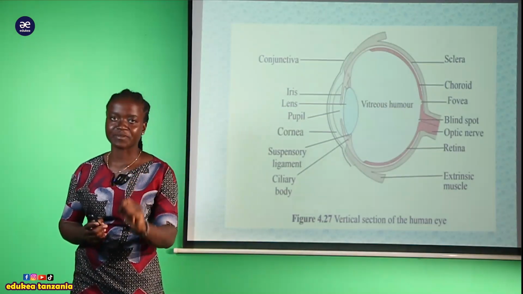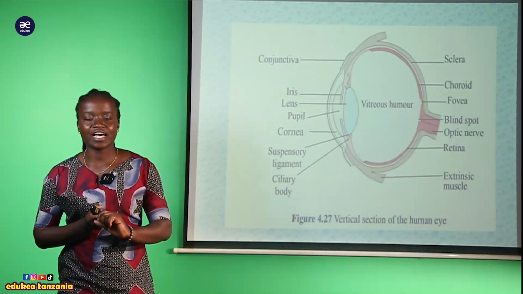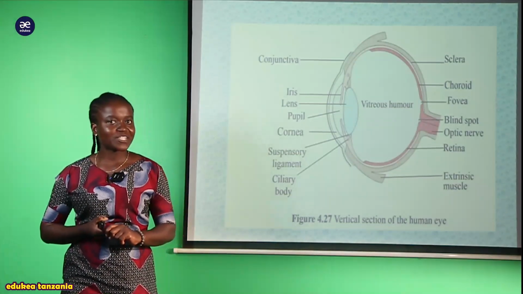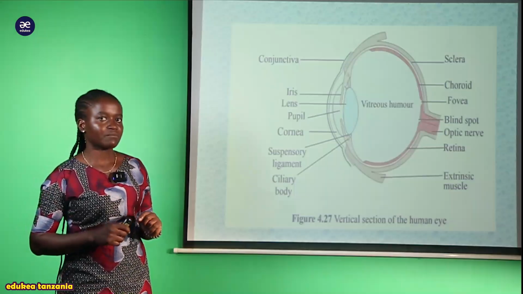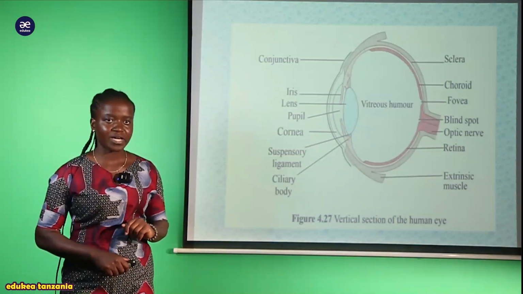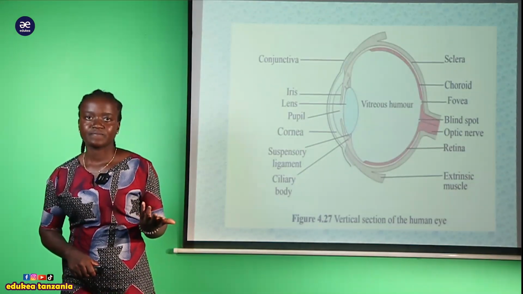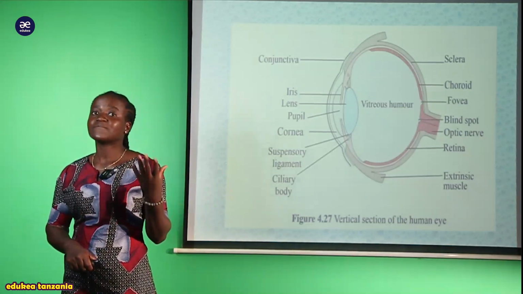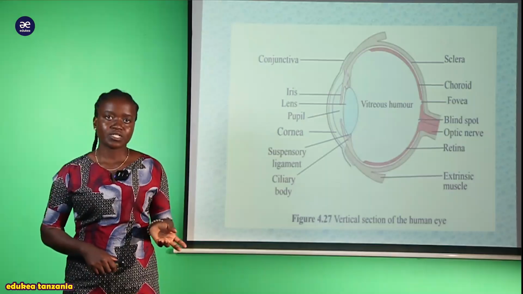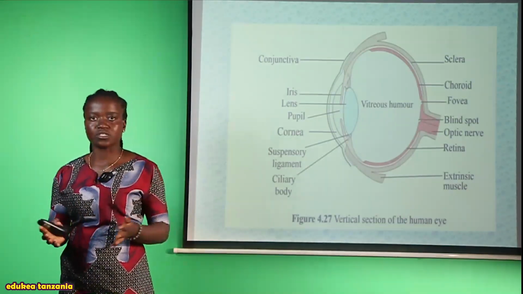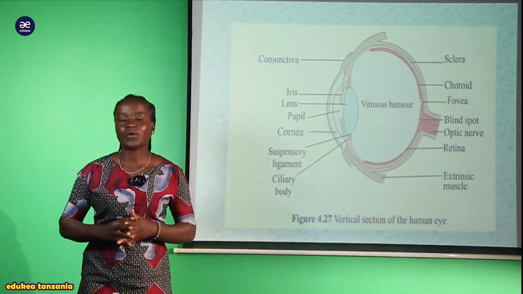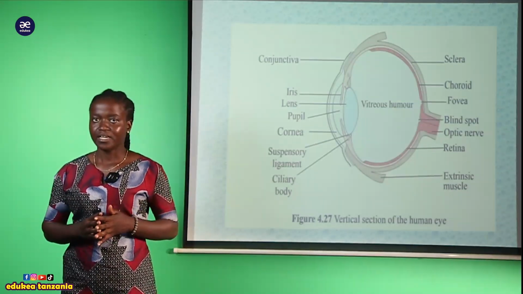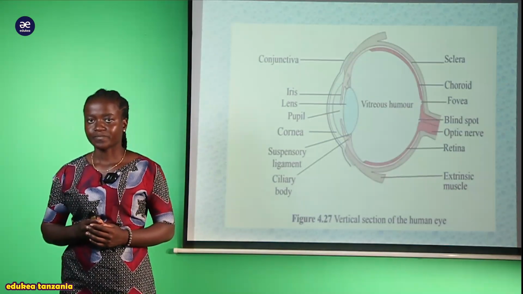So my student, after we have seen the vertical section of the eye, let me give you one secret. In biology, any diagram that you see in the marks, make sure that you know how to draw this diagram, because you can be asked in your exam. It can be a mock exam, a joint exam, or a national exam. So make sure that you know how to draw the diagram of the human eye and to label it.